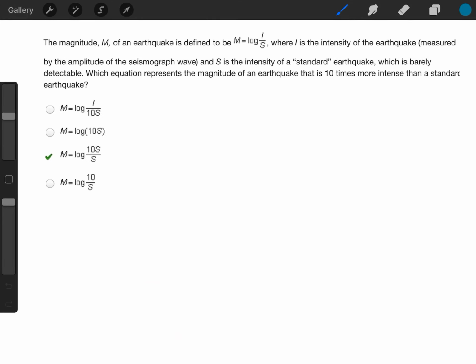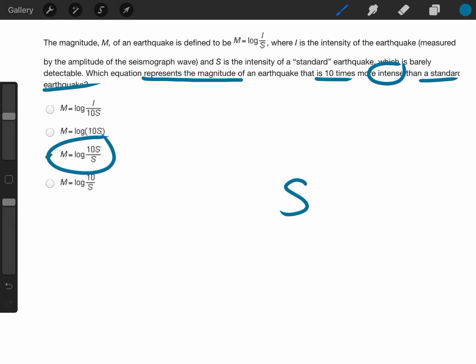All right, so last one. I tried 4 different attempts. I see the same question with the same wording with the same choices. Okay, so what's going to happen is that you're going to choose this one, and I'll tell you why. Because they said that you want to find an equation that represents the magnitude of an earthquake that's 10 times more intense than a standard earthquake. Standard earthquake is S in this case, okay? Which means that your intensity needs to be 10 times S. So it's going to be 10S, okay? Choose the one that's 10S right here for the I. Okay, so choose that one.